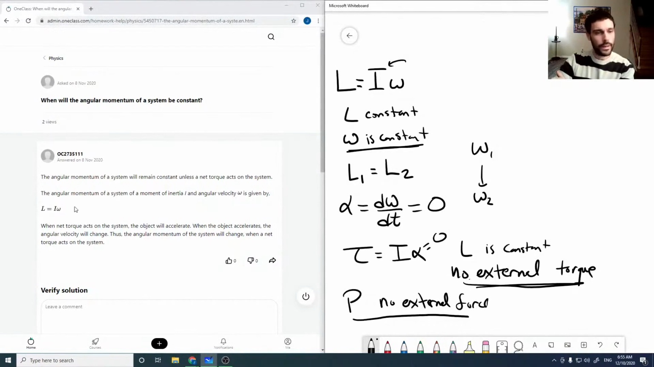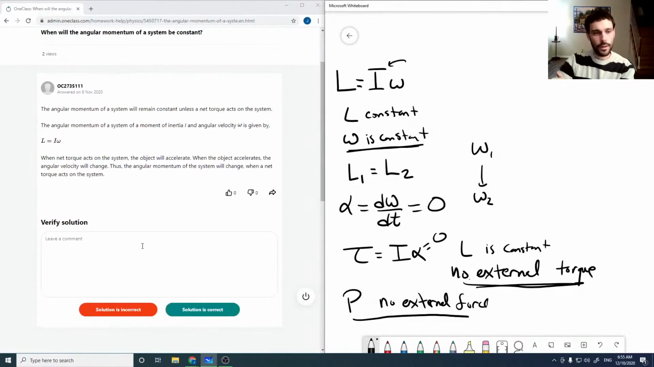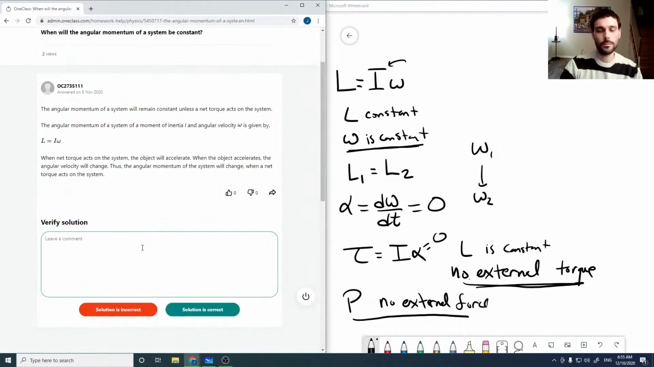So that's just I omega. We'll get angular acceleration if there's a torque, and then the angular momentum will change.